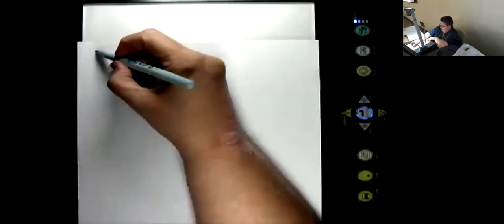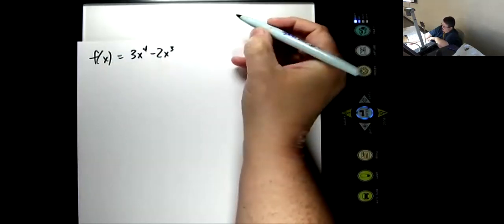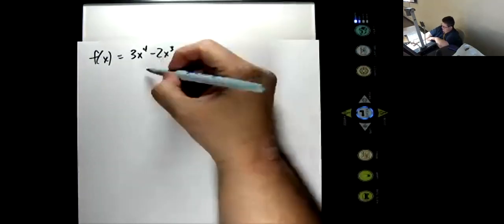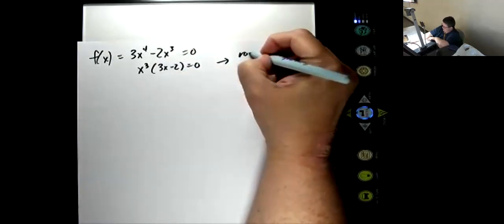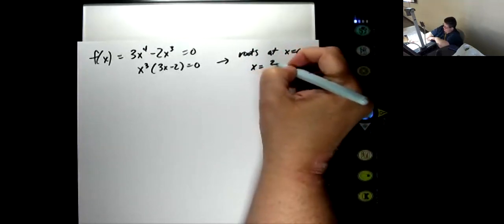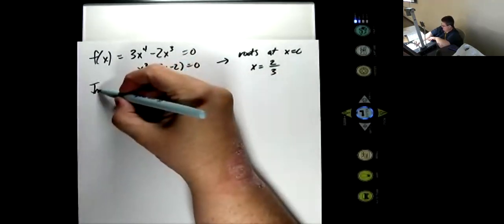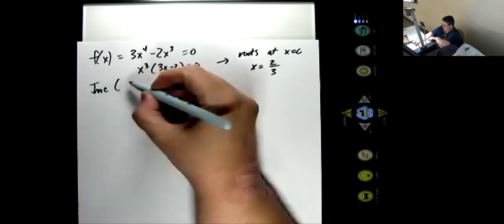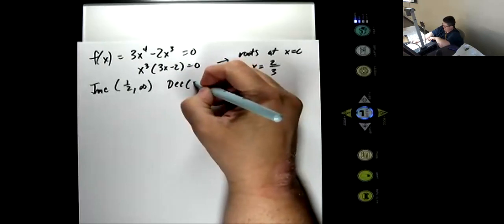All right, so we had f of x equals 3x to the 4th minus 2x cubed. If I set that equal to 0, I got x cubed times 3x minus 2 equals 0. I have roots at x equals 0 and x equals 2/3. We showed we were increasing from 1/2 to infinity, decreasing from negative infinity to 1/2.